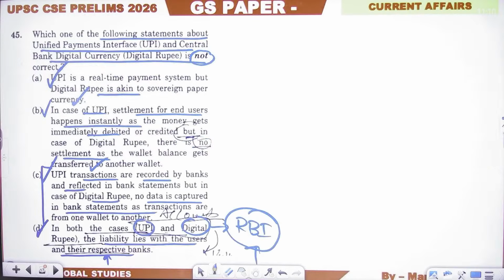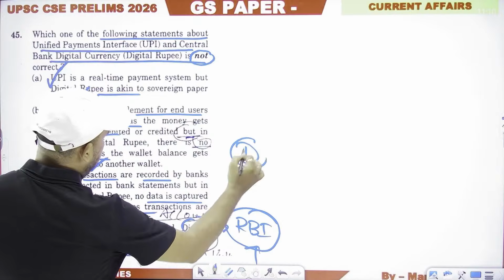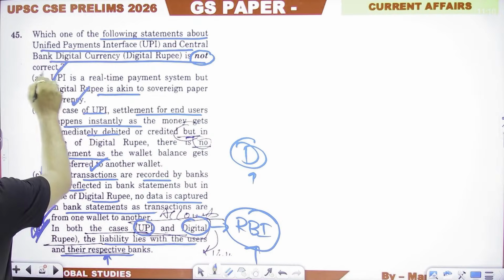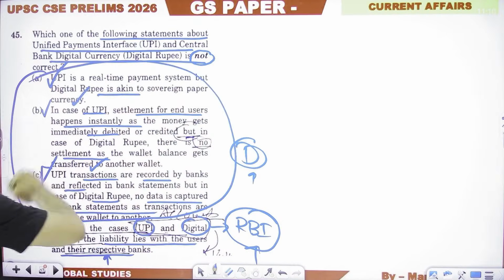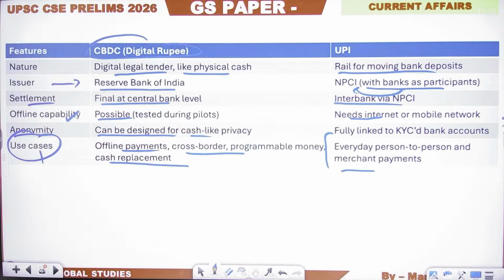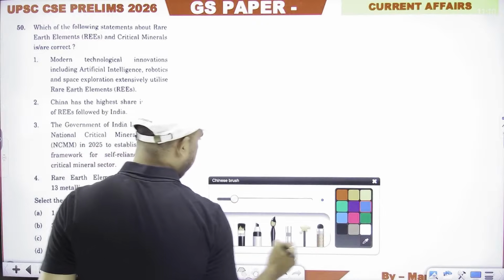So here D is the right answer because it is the incorrect option. Apart from that, you can easily write these are the three right statements about UPI and digital rupee. Now we'll move toward the next question. This is question number 50.